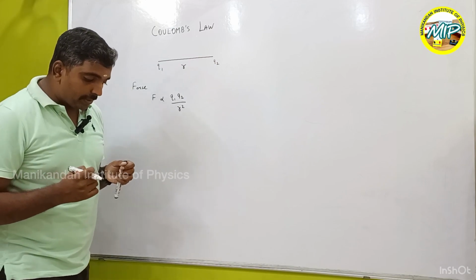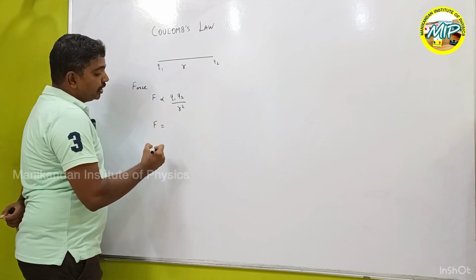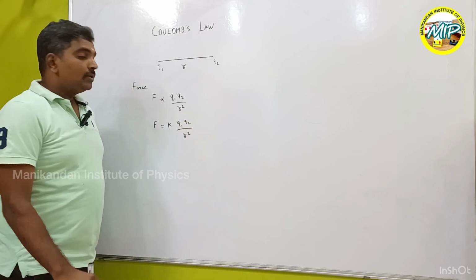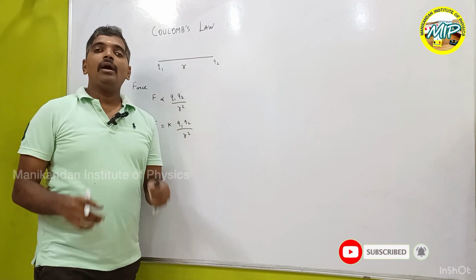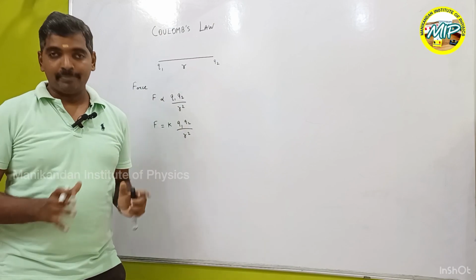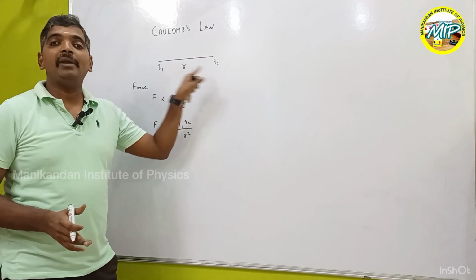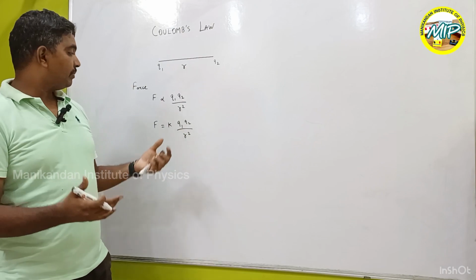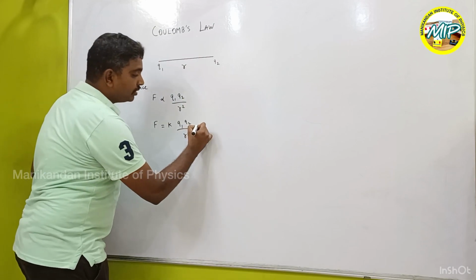Now I am going to replace the proportionality symbol by a constant, called k. So F equals k times q1 q2 by r square. What is this k? This k is a proportionality constant. A proportionality constant always tells about the nature and dimension of the system. In this case, k tells about what kind of medium is between these two charges. So this is my equation 1.